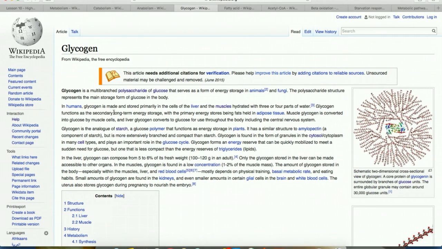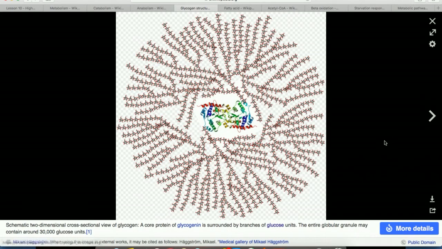Okay, in humans, glycogen is made and stored primarily in the cells in the liver and the muscles, hydrated with 3 or 4 parts of water. All right, so glycogen is made out of tons of glucose molecules. Oh my goodness! So this is kind of a representation of glycogen. It seems that here in the middle it has like a protein that makes the branches, and each one of those subunits is a molecule of glucose.